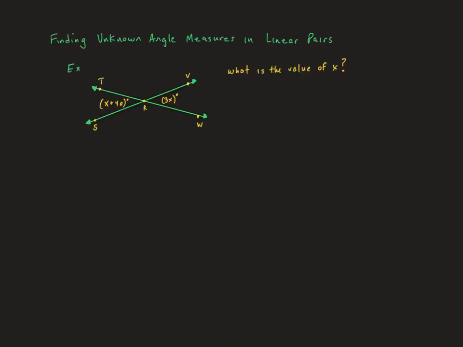Finding unknown angle measures in linear pairs. Okay, what do I know? Let's see.